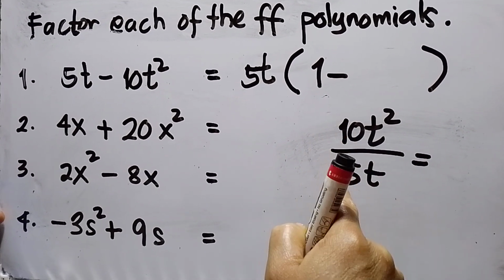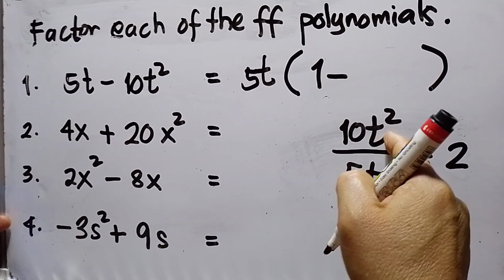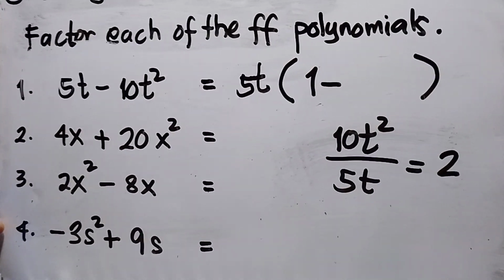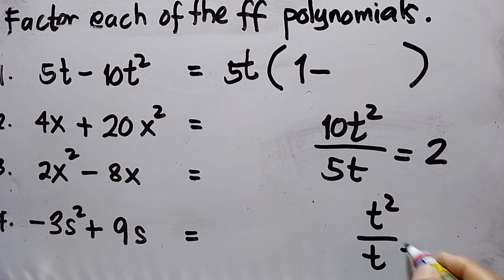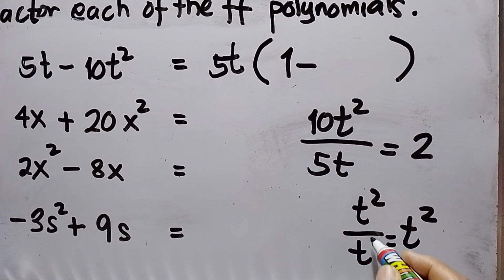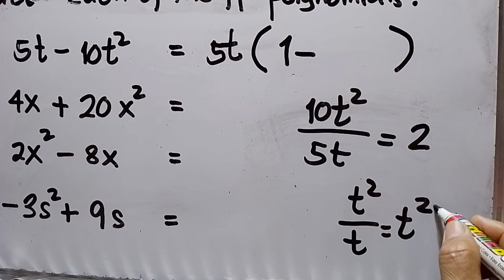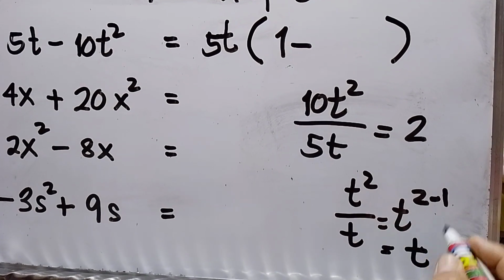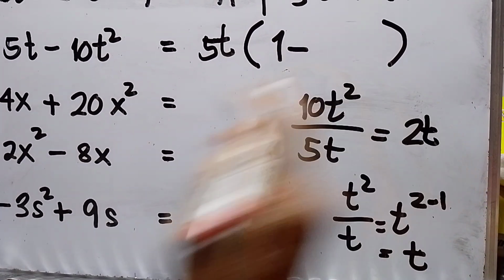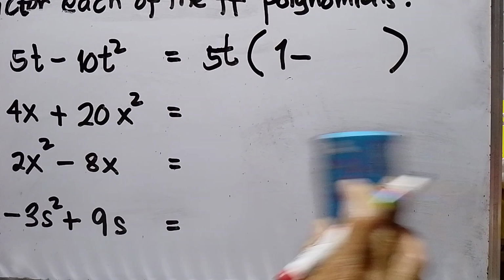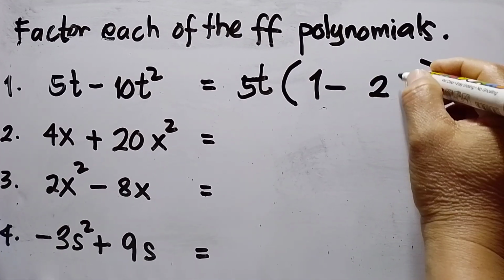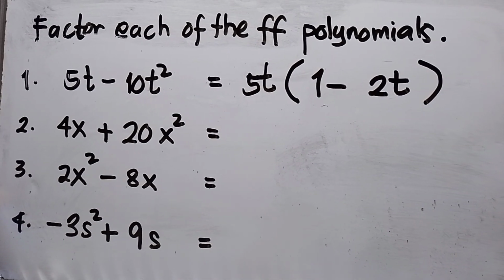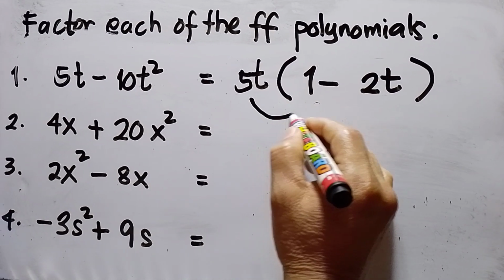So 10 divided by 5, that is 2. As we know in the index laws, t squared divided by t, so this will be t to the power 2 minus 1. There is an invisible exponent 1. So this will be t. So I have here 2t. So the second term inside the round brackets is 2t.